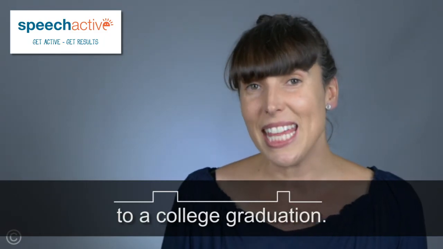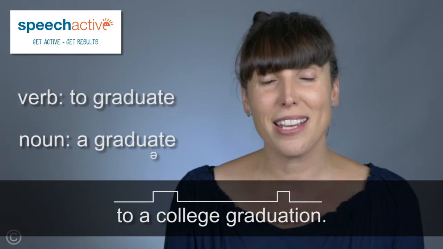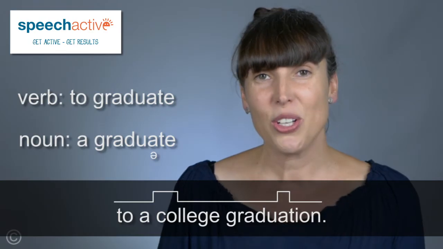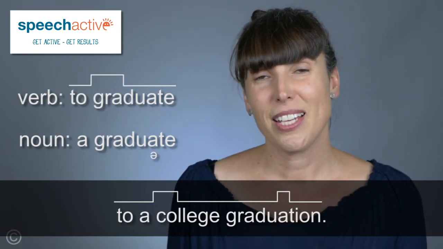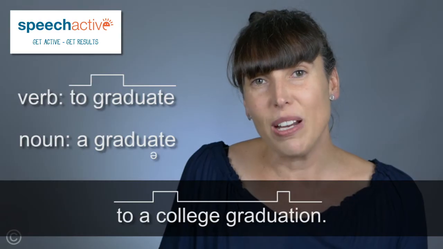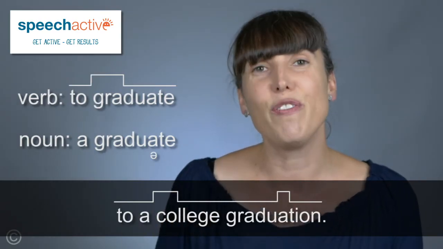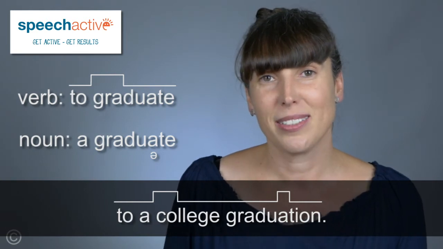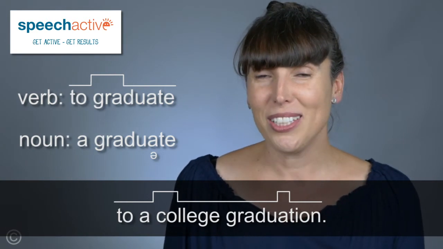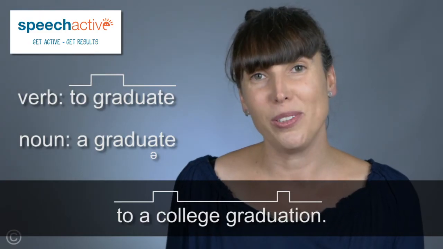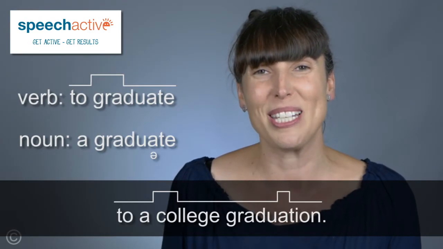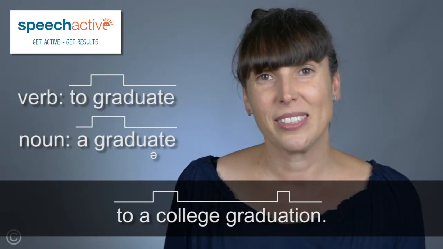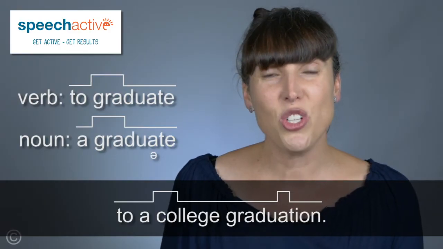Let's have a quick look at these words to check you're getting the stress in the right places. The first one is the verb, to graduate. The vowel in the second syllable is a very weak A and all the stress is on the first syllable. Ready? To graduate. The noun has a schwa in the second syllable with all the stress on the first syllable like this. A graduate. A graduate.